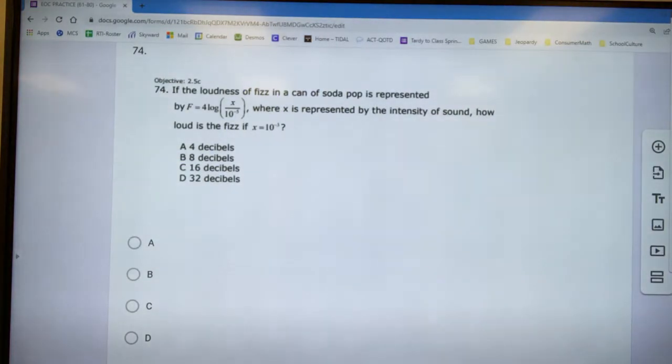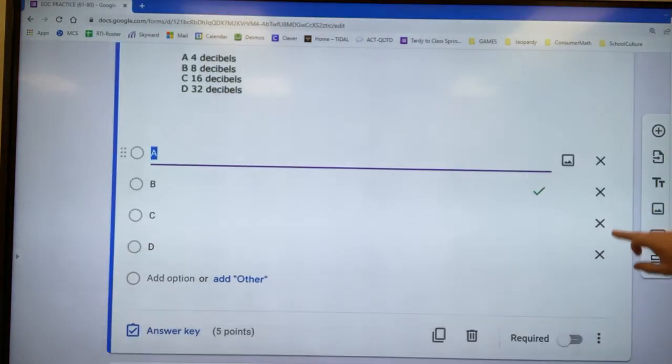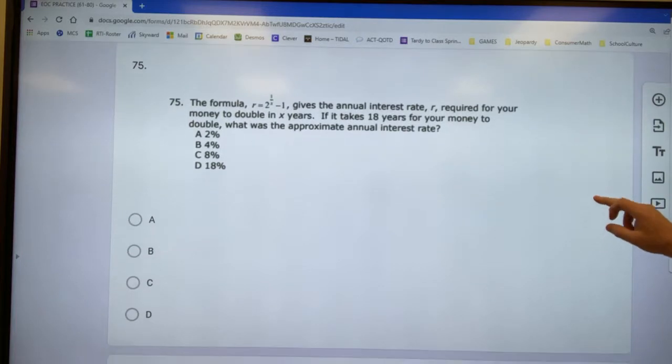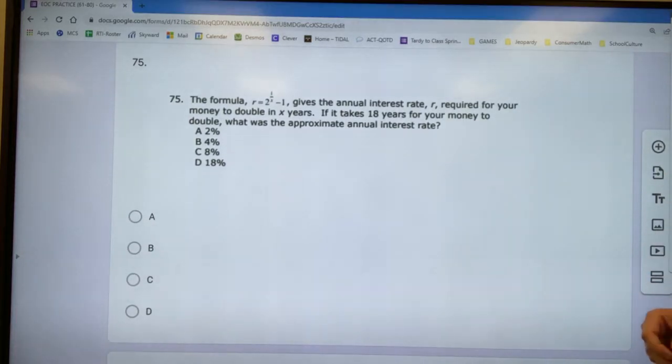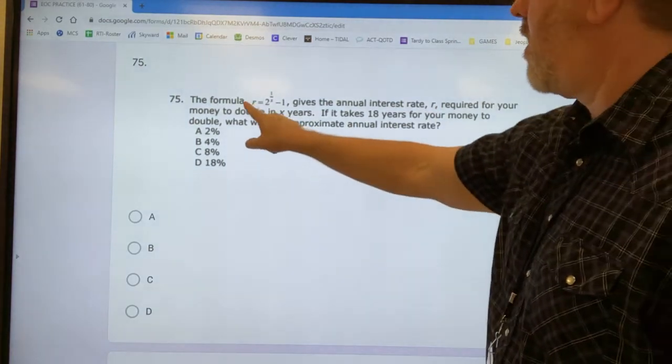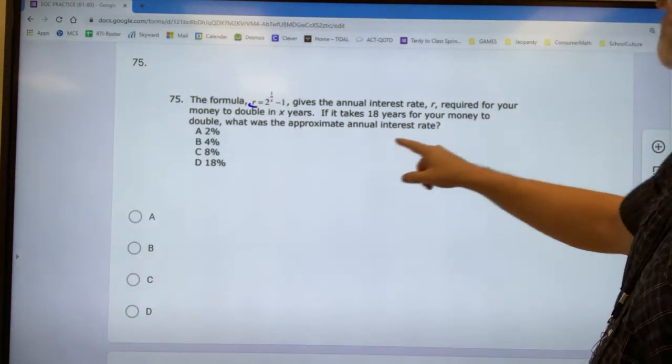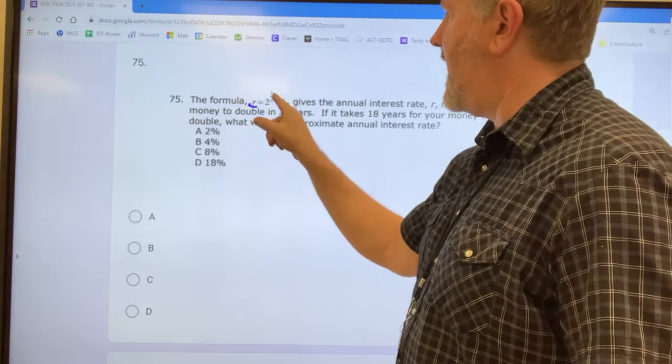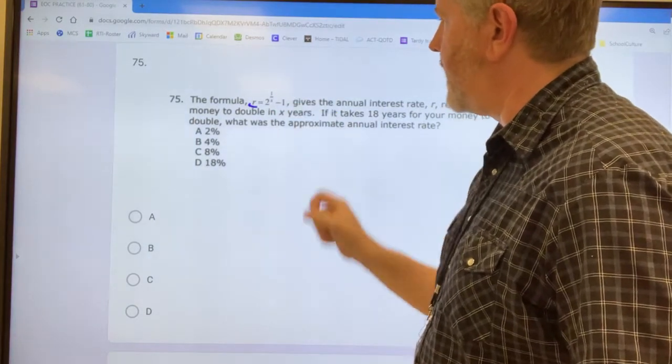Is it nearly as hard as it looks? But of course, the calculator would have been handy. All right, 6 more in the whole set. This formula gives our annual interest rate, R. There's our R right there. Required for your money to double in X years. There's the X right there, all right?